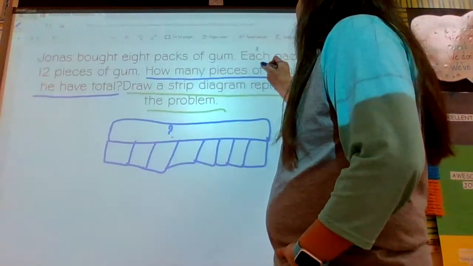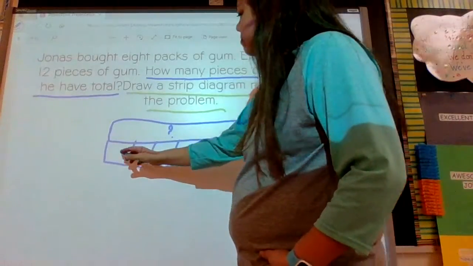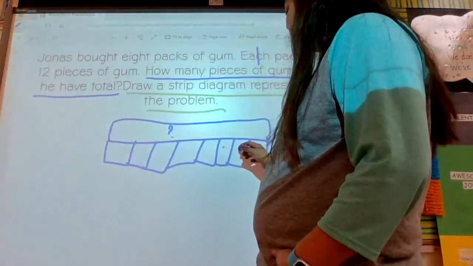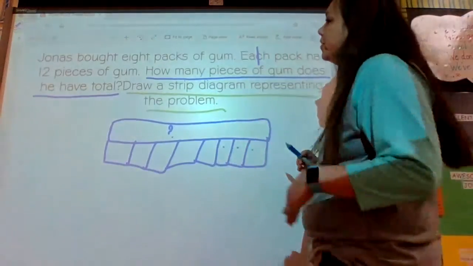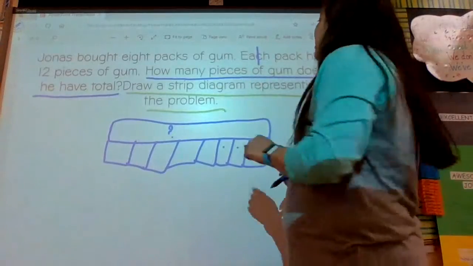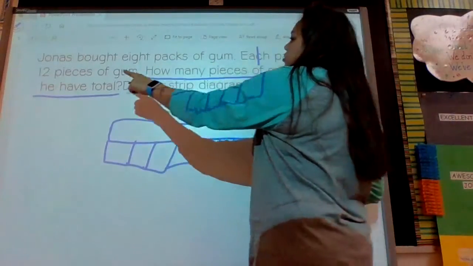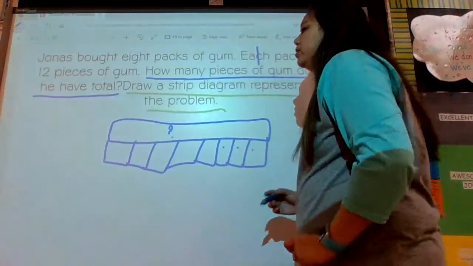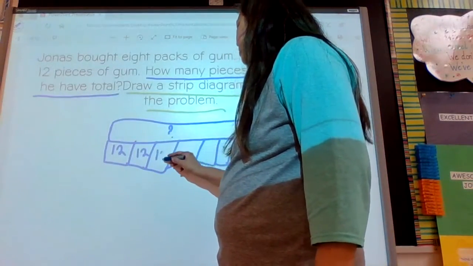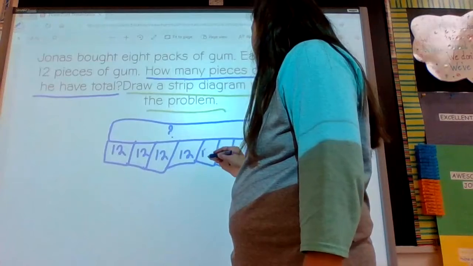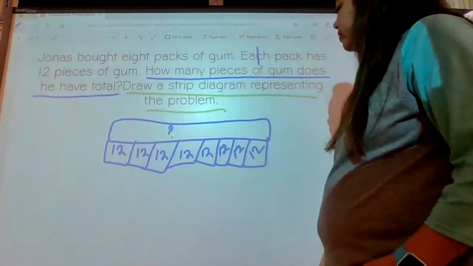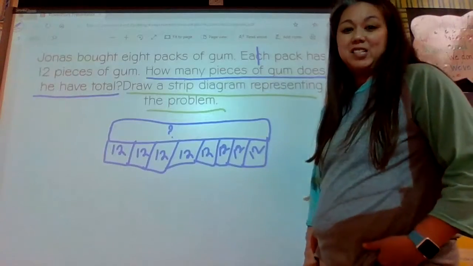And 1 pack. So these are my 8 packs. This is a pack of gum. This is a pack of gum. And I have 8 packs that's going to make that total. Because that's what it's saying. 1, we put 1 on top of each. 1 pack has 12 pieces of gum. So what are we going to put into each of these? You got it. 12.